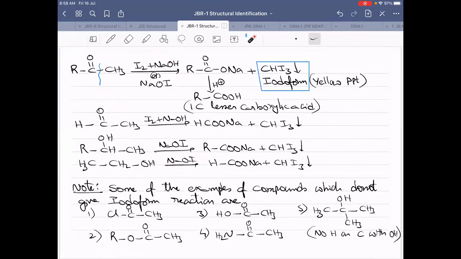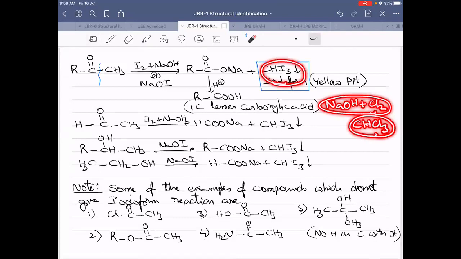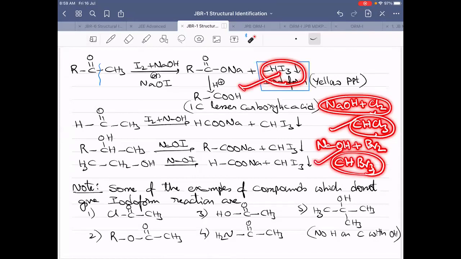chlorine or bromine? Yes, when you are using NaOH plus Cl2, you can call it a chloroform reaction, in which chloroform, CHCl3, will be formed, like how iodoform is formed here. And when you are using NaOH plus Br2, the reaction is called the bromoform reaction, CHBr3. Chloroform reaction, bromoform reaction, iodoform reaction.